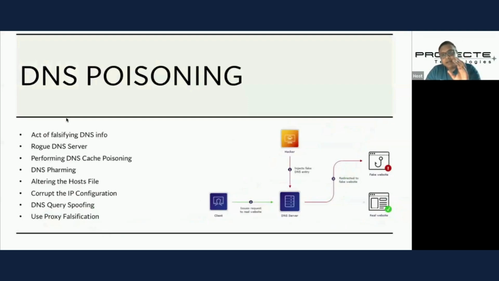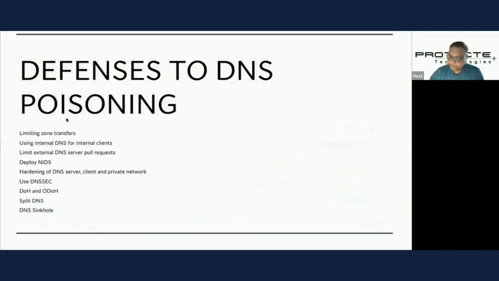DNS poisoning is simple. I corrupt your DNS table inside your database, and if I corrupt it, then I will be redirected to addresses which are actually false. Okay, basically DNS poisoning refers to poisoning the DNS table inside the DNS architecture, whether it's in your own local PC or on the entire DNS architecture.